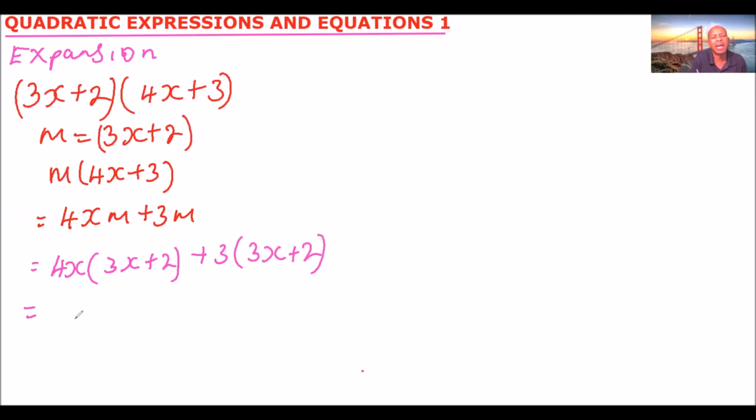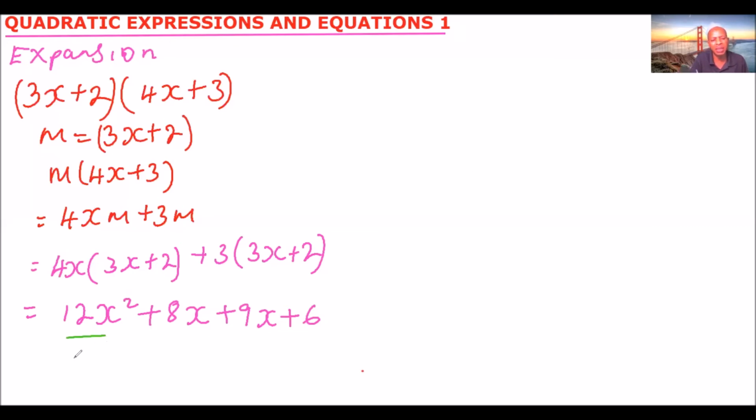So when you expand this, 4x multiplied by 3x should give us 12x squared. Then we have 4x multiplied by 2, that should give you 8x. We are through with that. We have 3 multiplied by 3x, that will give us 9x. Then we have 3 multiplied by 2, and that should give us 6. So what remains is now to put the right terms together.